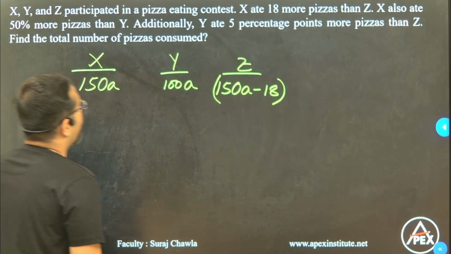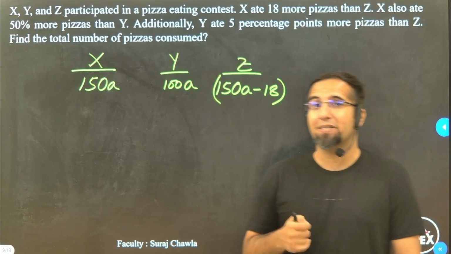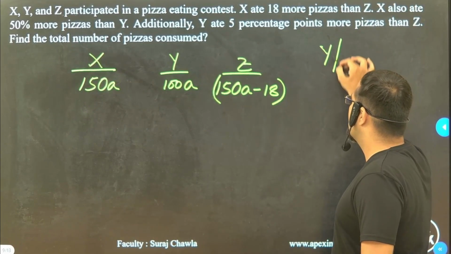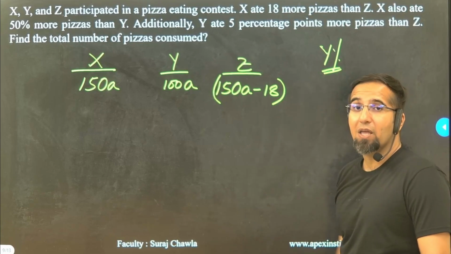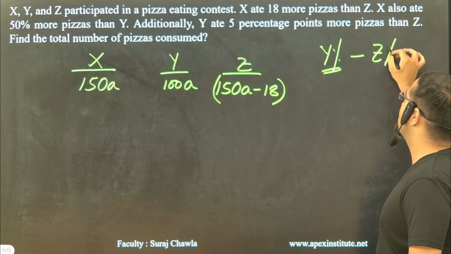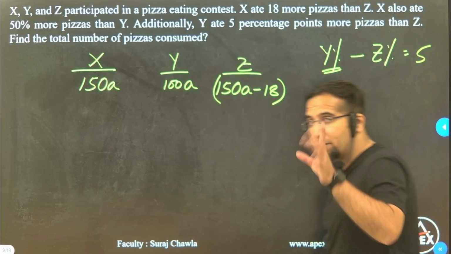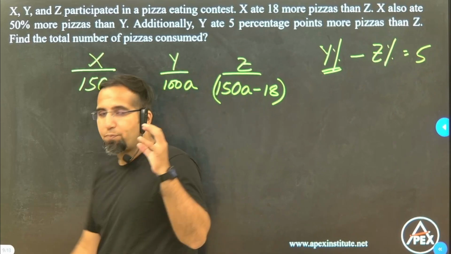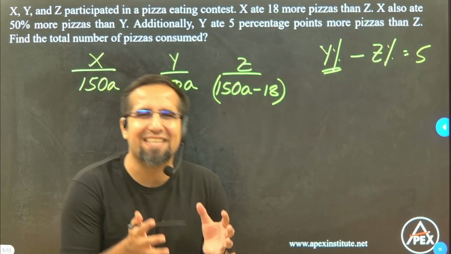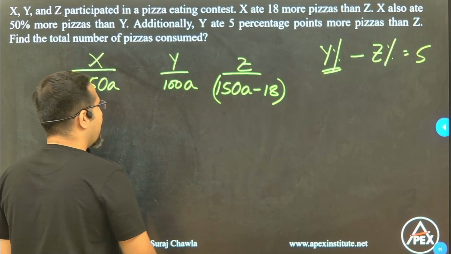Now additionally, Y ate 5 percentage points more than Z. Remember what is percentage points? The percentage of pizzas eaten by Y minus the percentage of pizzas eaten by Z is equal to 5. Not 5%, is equal to 5. So percentage points is nothing but the difference between the percentages of two values. Clear? So if I apply that, हमारा job easy हो जाएगा.